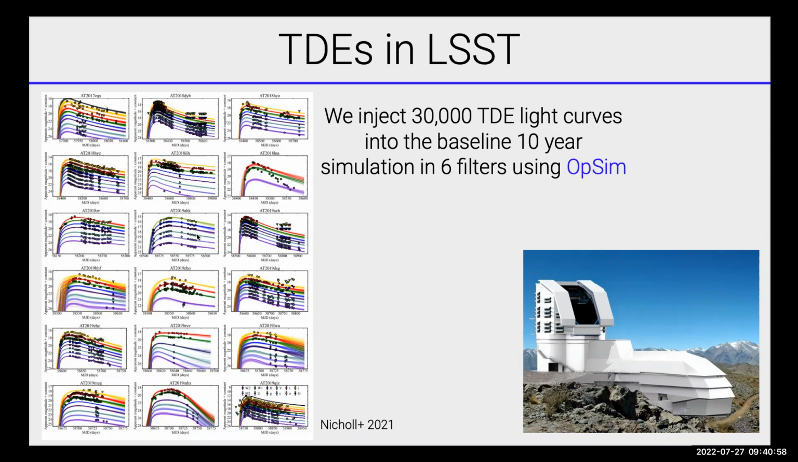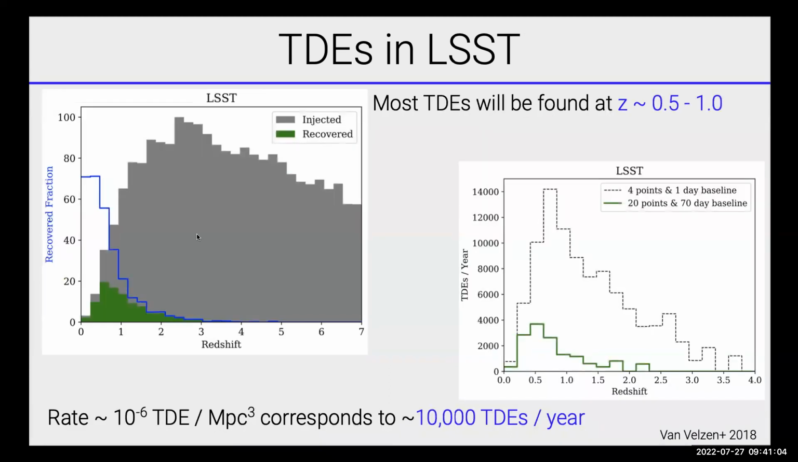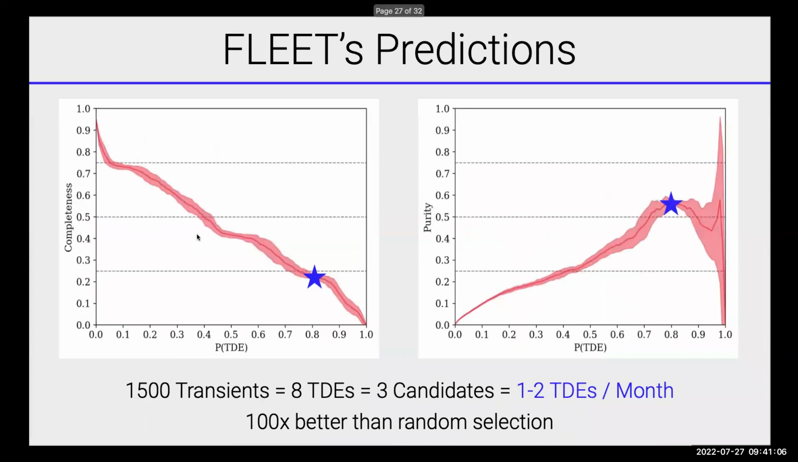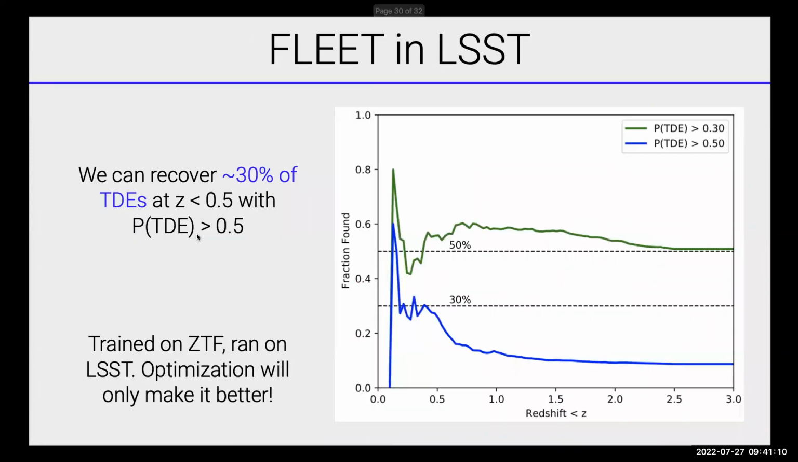Can you go back to the slides where you show the LSST predictions? No, the previous one. There, the following one, there's a fraction. Can you explain to me again that plot that you have?